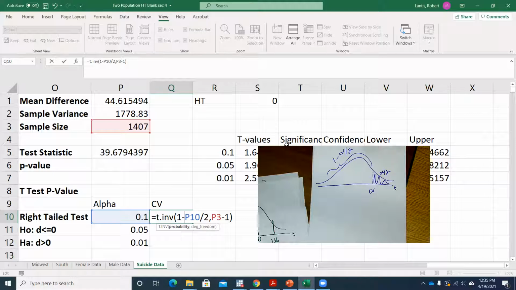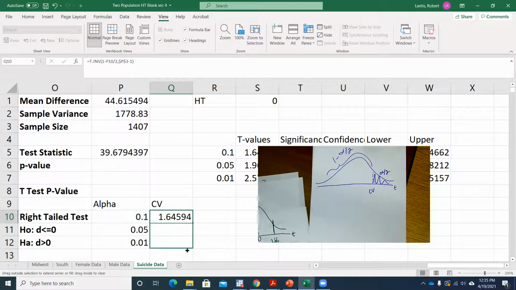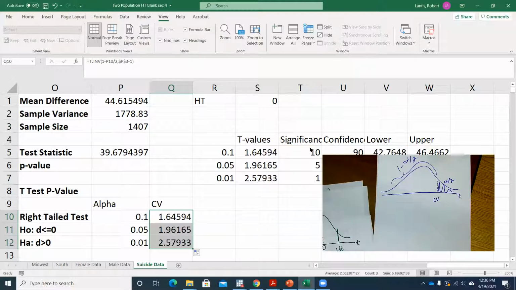If I want to copy this down, I want the alphas to update so I can find 3 critical values very quickly, but that sample size reference I want to stay the same, so I'll freeze that. Now when I copy this down, I get my 3 critical values. Notice it should be the same as what I was using for my confidence intervals here.